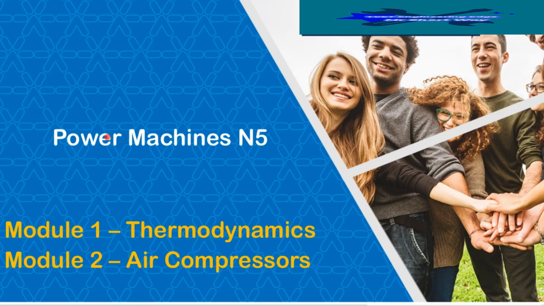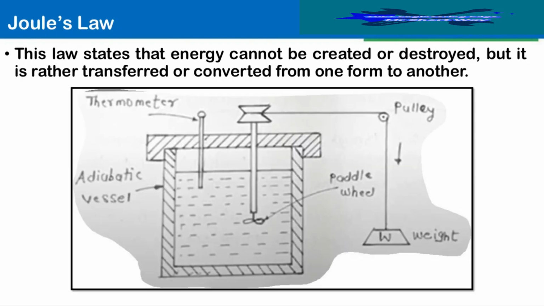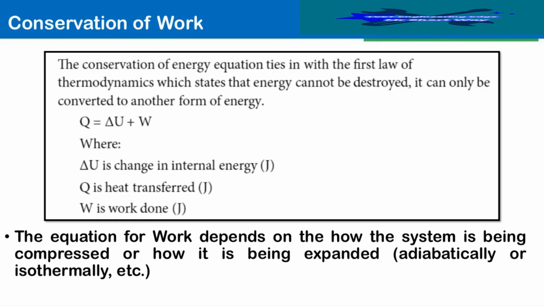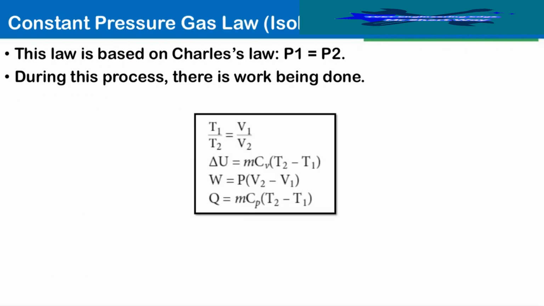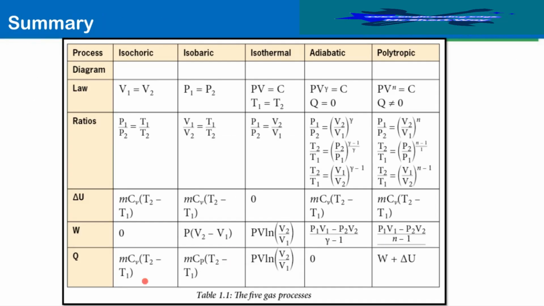So this is the Power Machines N5 course. Chapter 1 of it is thermodynamics, so that's the basic concepts. It covers the basic concepts that pretty much the foundation of power machines is based on. You'll see I gave you the different laws, Joule's law, Clausius's law, with examples of each, and towards the end there are a few examples. And then I've also given you the table.